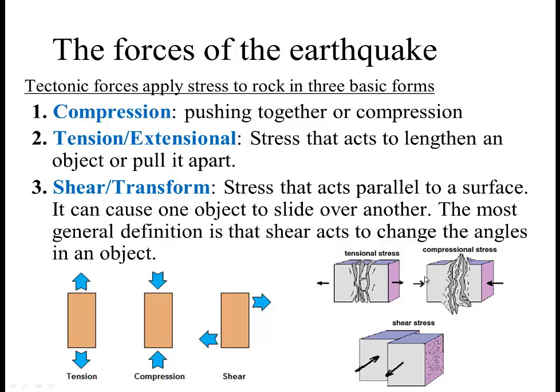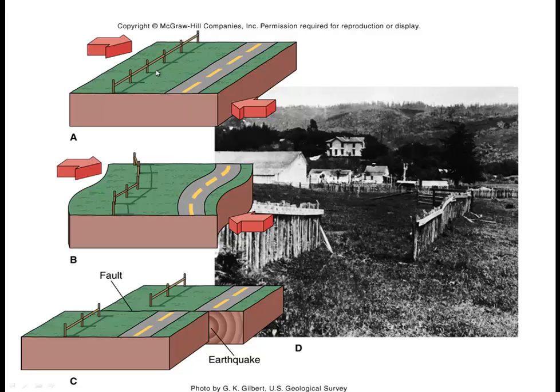Tensional stress, pulling it apart. Compressional stress, pushing it together. And shearing force, going opposite directions side by side. Here's the San Francisco earthquake, 1906, where we had a shearing force, with one plate moving one way and another plate going the other direction. I'm not sure exactly what direction this is looking, but this would be called a right lateral or strike slip fault, because the plate on the opposite side goes to the right. If you were standing over here, you'd see this one go to the right, so it doesn't matter.